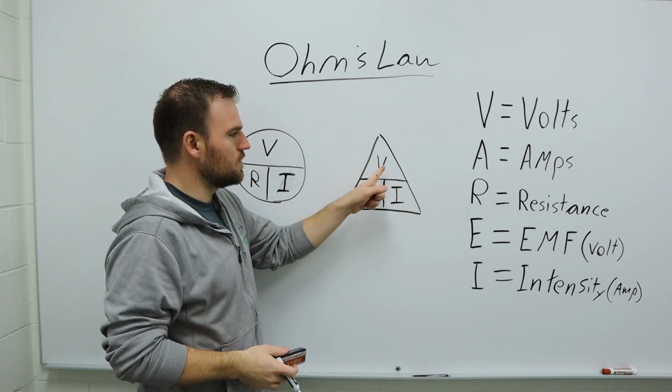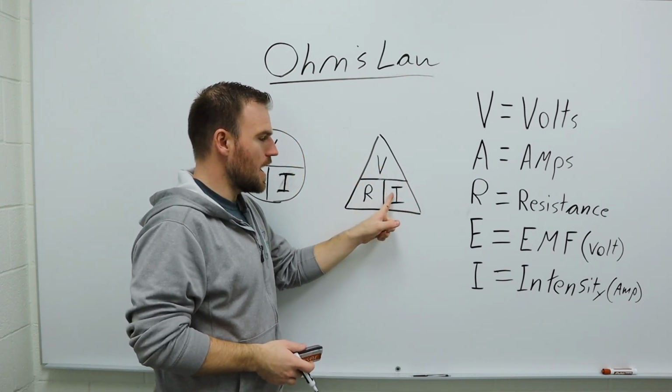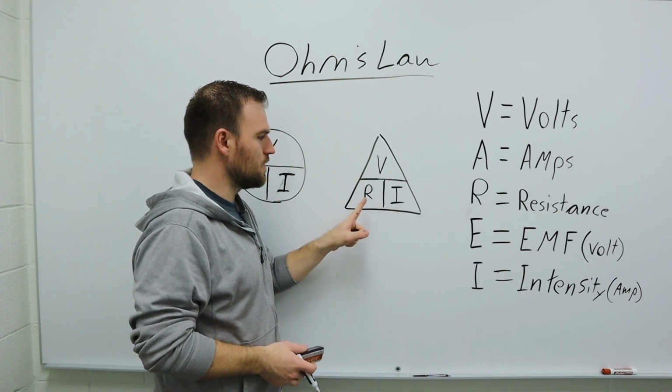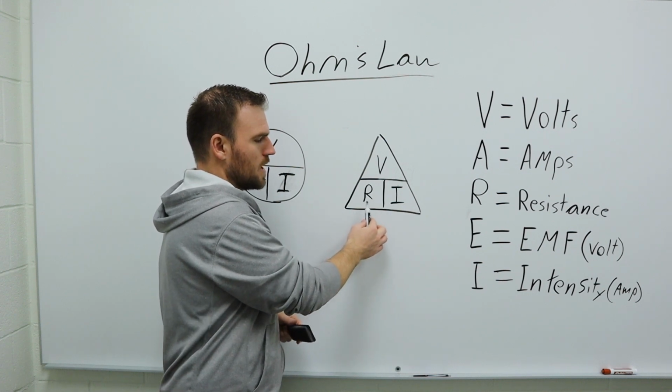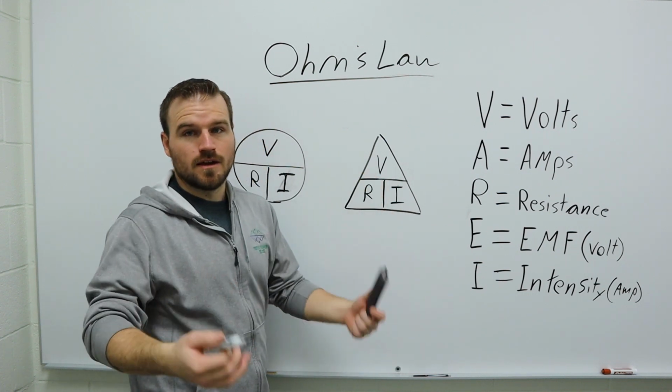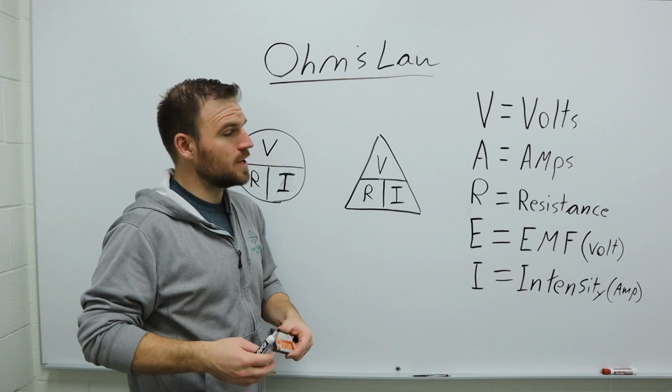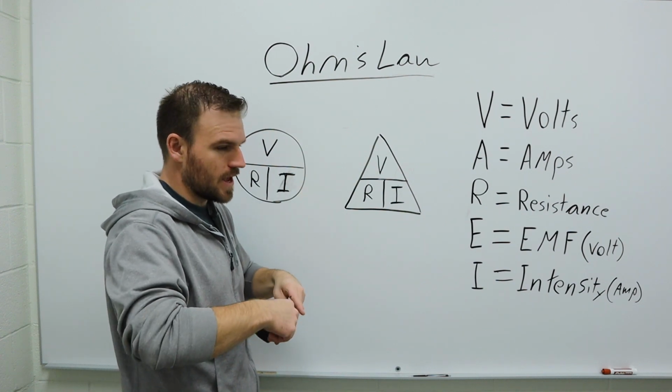So no matter what, the V will always be divided by the I to find the R, or the V will always be divided by the R to find the I, or the I will be multiplied by the R to find the V. I know it's a little bit complicated sounding. Let's go ahead and I'm going to draw up a circuit and talk about that some more.